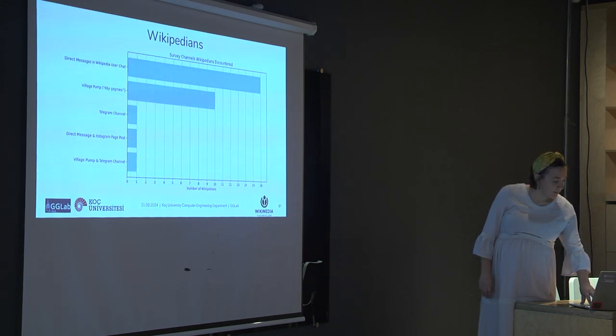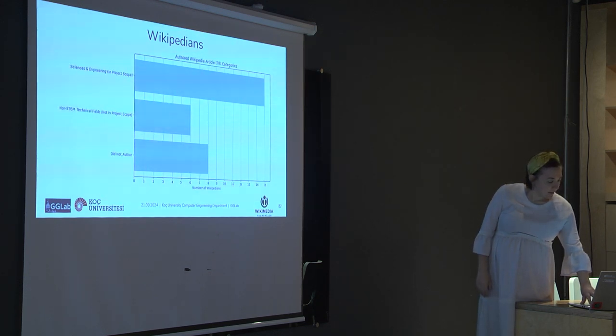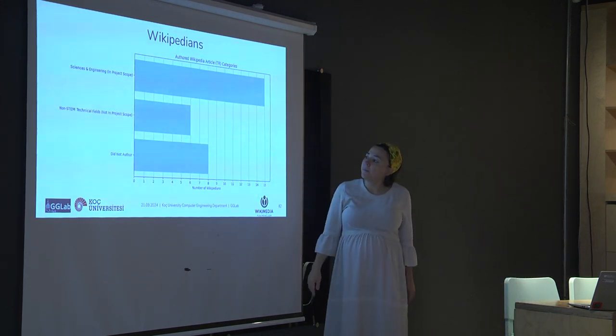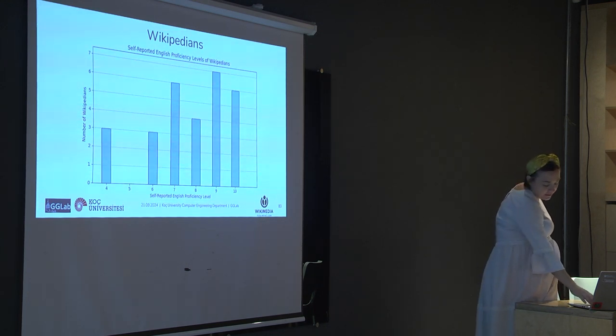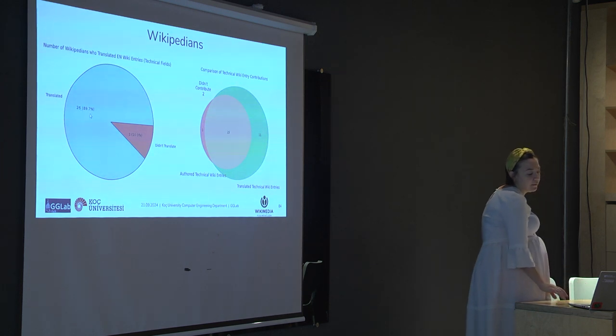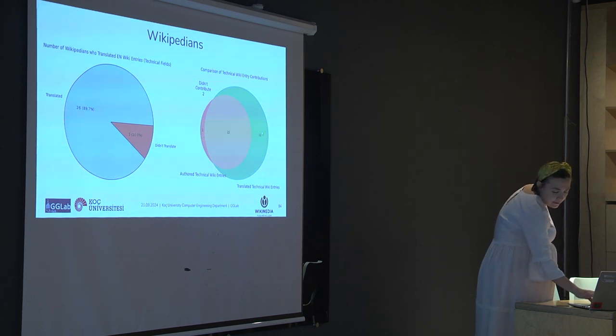So what did Wikipedians say? They mostly found it out from the direct messages. Most of them have authored some technical article. Self-reported English proficiency levels are quite high. When you look at the number of Wikipedians who translated technical fields, 89% of them have translated. And when you look at the technical wiki entry contributions, two of them didn't contribute, one of them, and 11 of them translated, and 15 of them have authored.